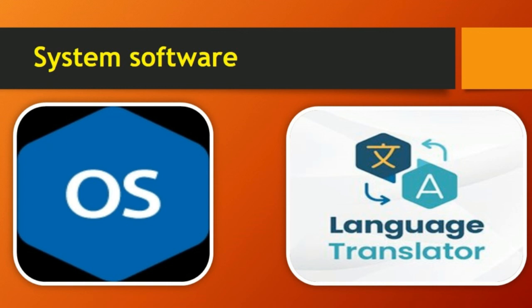Next one is utilities. Utilities help the user to speed up the computer and improve programming efficiency. For example, if you are in a running race and some opponent is running very fast, you will overtake them. In the same way, if you want to increase the speed, we can do it with the help of utilities. So this is about system software.